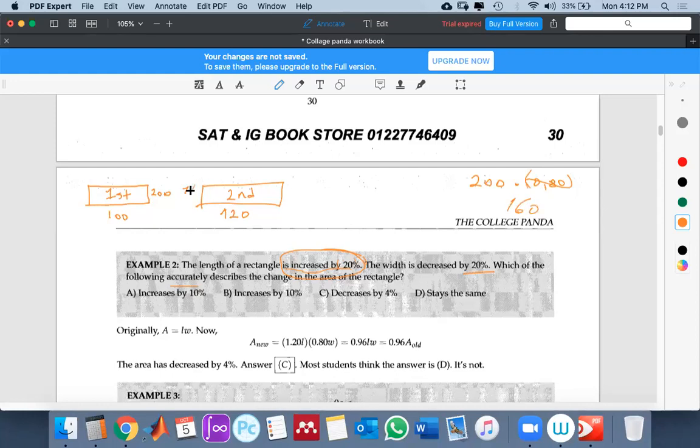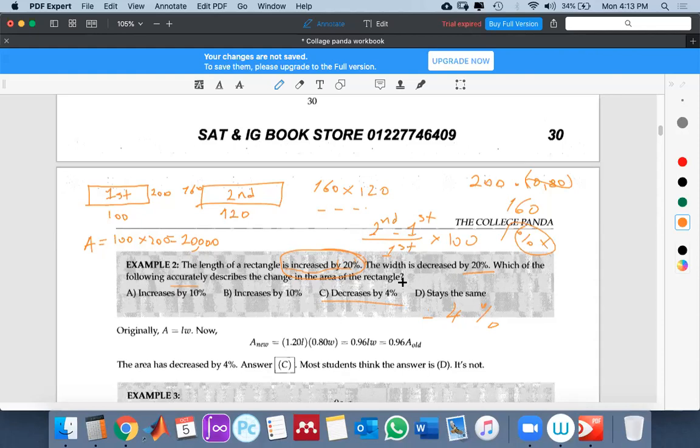So what is the area of the first one? First area is 100 times 200, which is 20,000. Second area, 160 times 120, which I forget now, I calculated. Okay. And then what is the percentage change? Second area minus first area divided by first area times 100 gives us the percentage change. It could be positive, it could be negative. And when we calculate, result was negative 4, negative 4%.